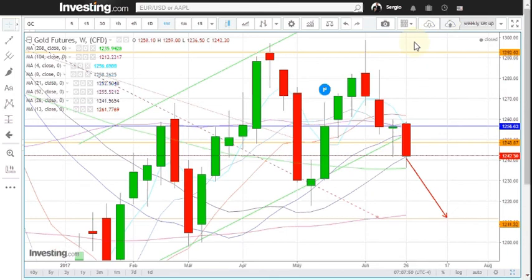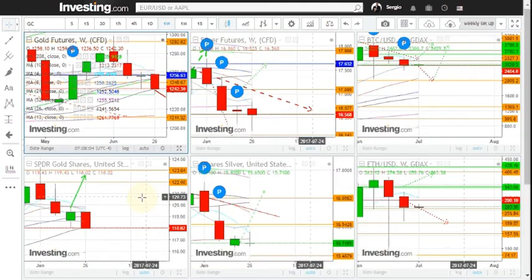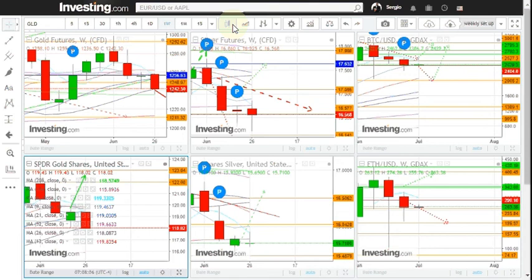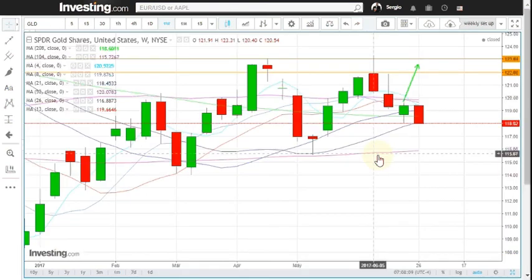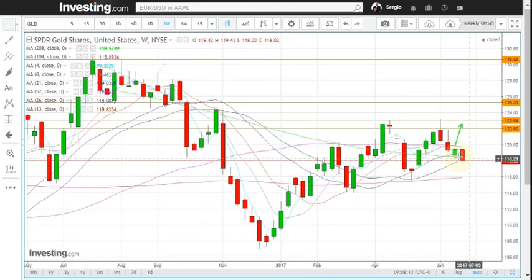Because that's a strong candle. First of all, go lower towards the 1230, okay? Now let's have a look at your GLD. What's happening with the GLD? And the same thing, you know, bearish candle.